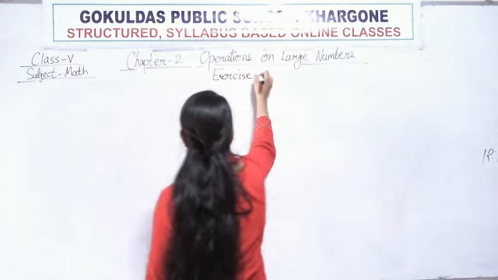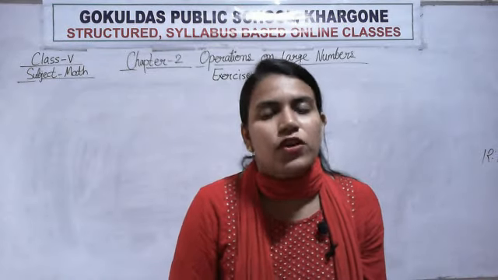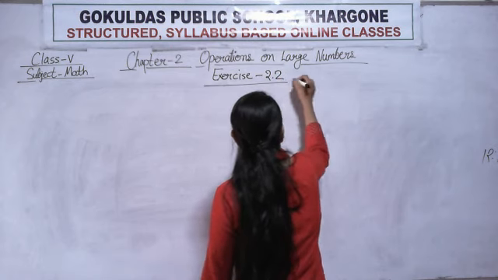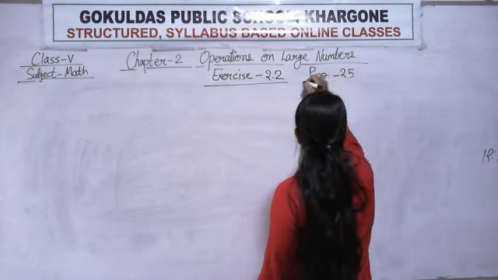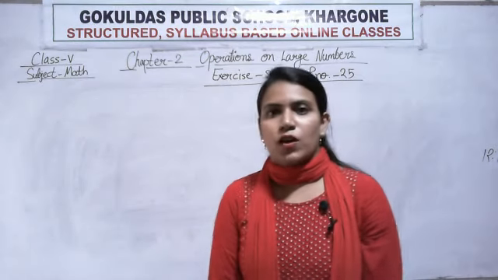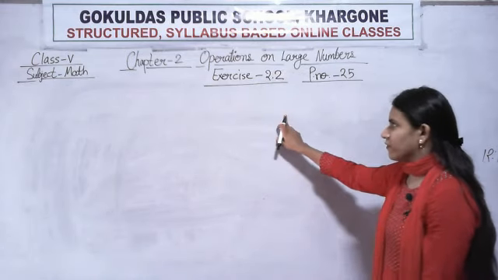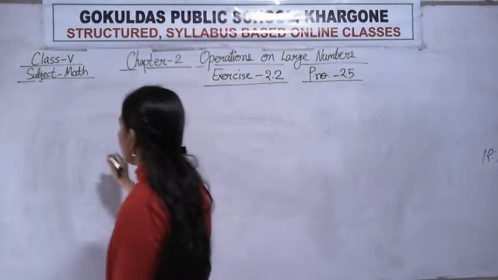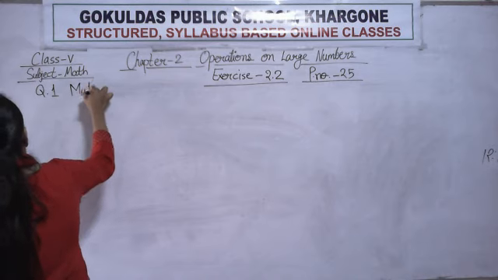Now open your book, open page number 25 of your book, exercise 2.2. First question is multiply the following.